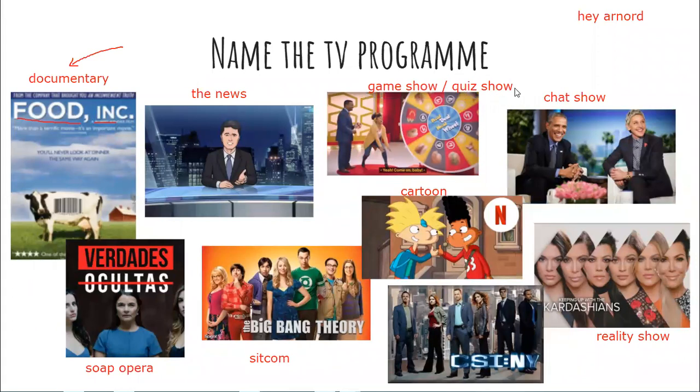And one is missing. CSI New York. It's very similar to Verdades Ocultas. You said something. I think it was Mr. Crime? Oh, very close. Mr. Corba said something. Drama? Drama. It's drama. It's a drama problem.